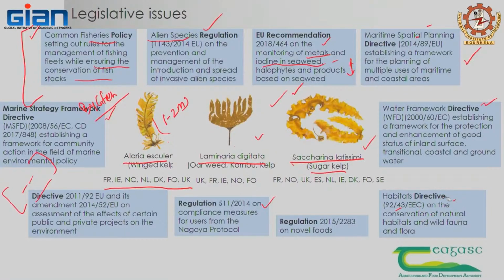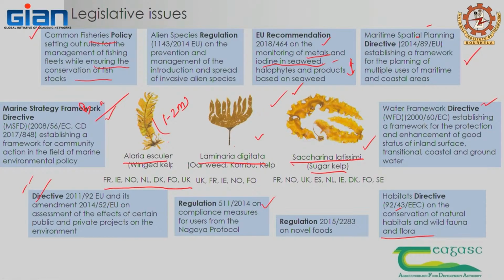So that's one, and the last regulation related to this is the Habitat Directive, which is about conservation of natural habitats, wild flora and fauna. So these are the regulations all related to the sea and all. They are not only these, there are multiple other regulations which have to be fulfilled.